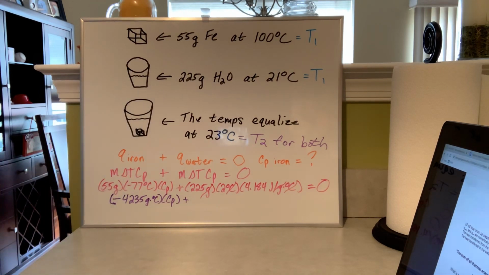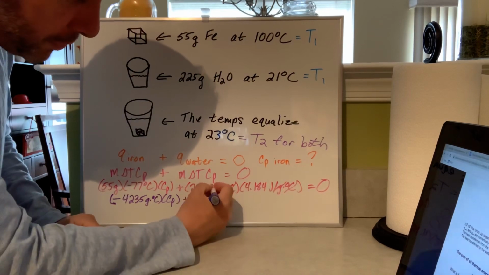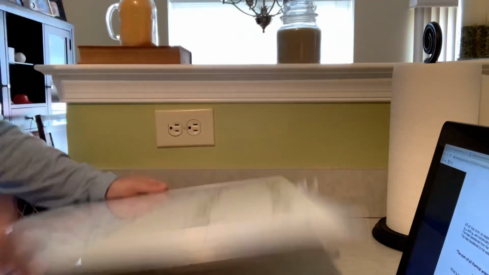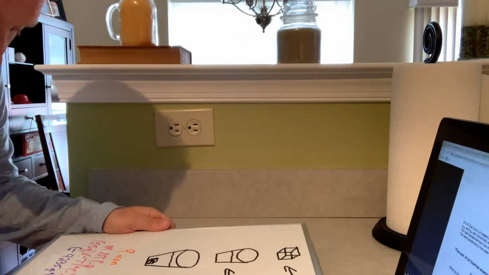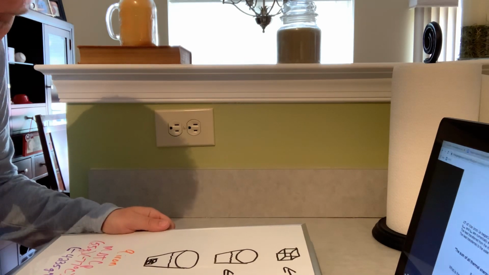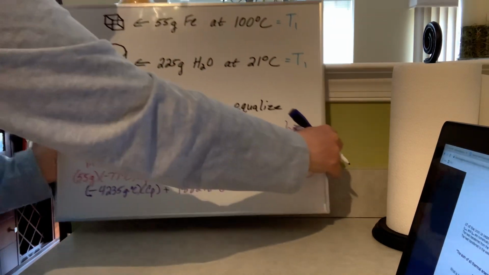Well, that's good because we can complete that. And it's going to come out in joules because grams, Celsius, Celsius. So 225 times 2 times 4.184, did this a little bit earlier, is 1,882.8 joules. And that equals 0.